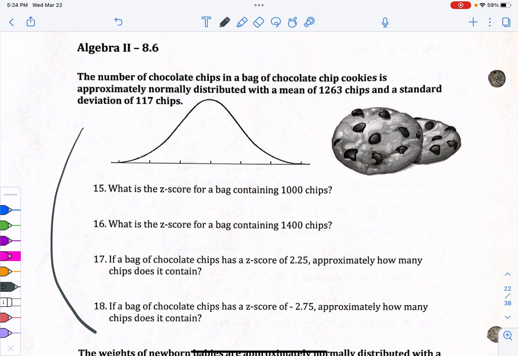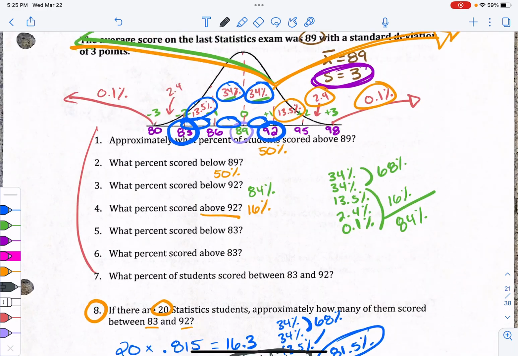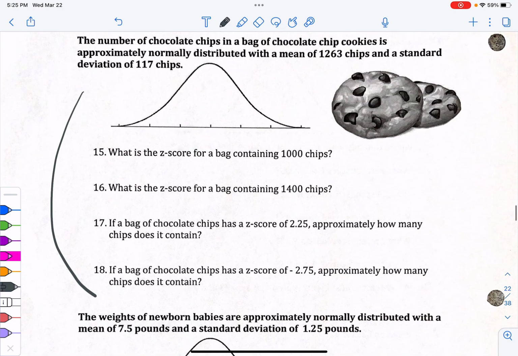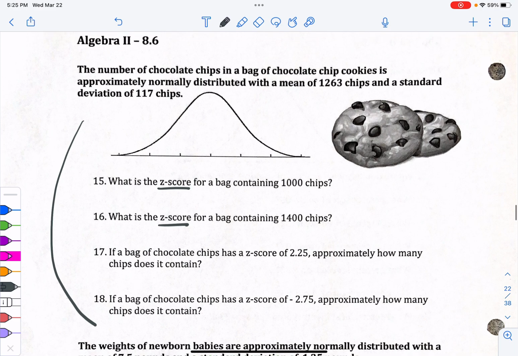Okay, so 8.6 talks about what happens if we don't have a value that's exactly one of these numbers, right? Like my z-score is not going to be exactly a whole number, right? If I'm at a 98, I have a z-score of 3, that's exactly a whole number. But what if I'm at 97, right? I would be like 2 point something, right? So we have to figure out what that is down here, and those correspond to what's called a z-score. Okay, we talked about that the other day.